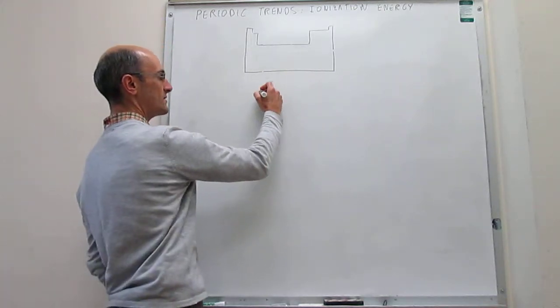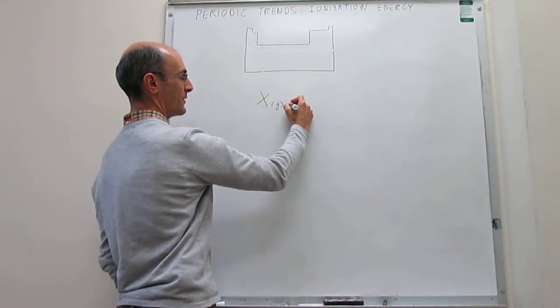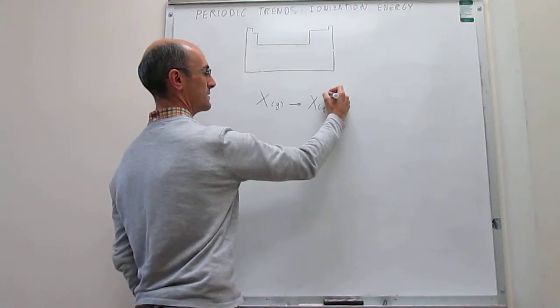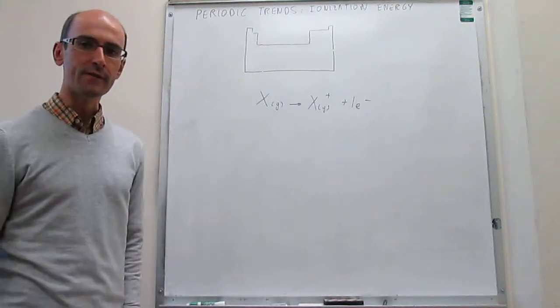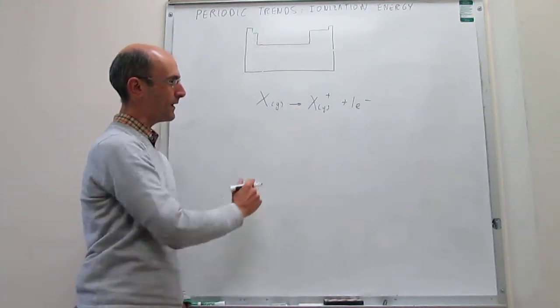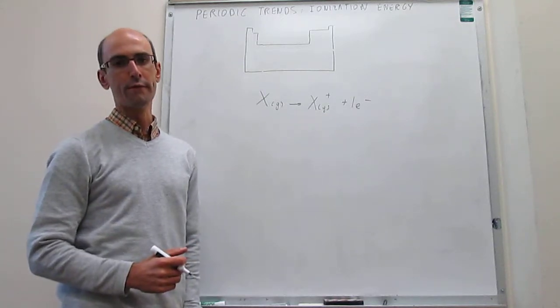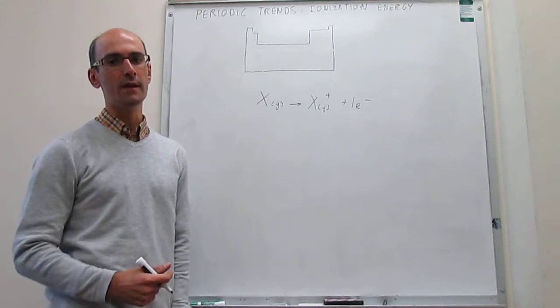The ionization energy is simply the energy that it takes to remove an electron from an atom in the gas phase. This is the process: you remove an electron and then you form a positive ion. The energy for this process is what we call the ionization energy, or the first ionization energy, because you're just removing the first electron in the atom.